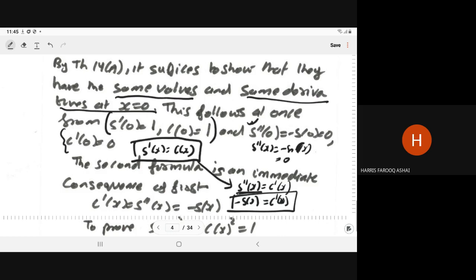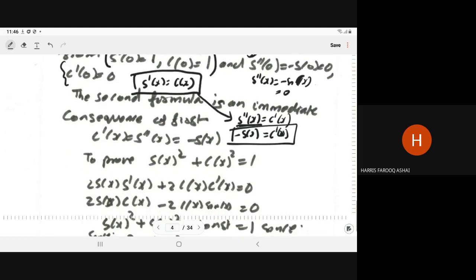Now, a very famous relation of sin x and cos x, the most important and most usable relation between cos x and sin x, is that the square sum is 1. That means sin square x plus cos square x is equal to 1. Let us prove whether s square plus c square is equal to 1 or not.